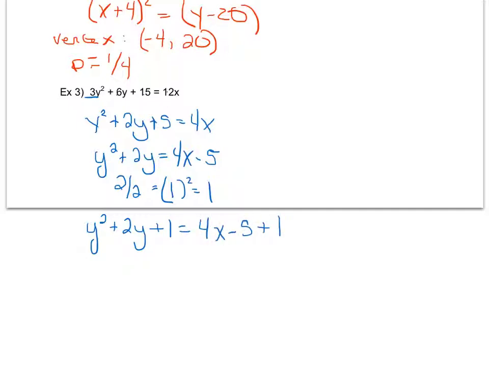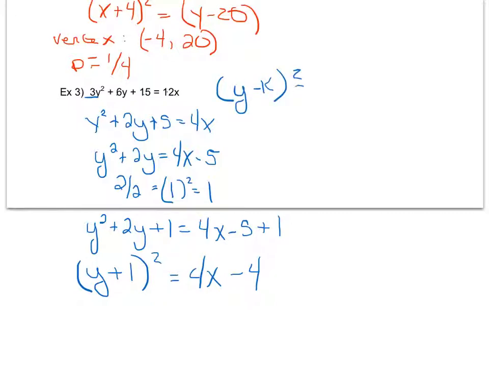I can now factor the left, so I look for 2 things that multiply to be 1, add to be 2. Well, 1 times 1 is 1, 1 plus 1 is 2. Again, it comes from here. And I get y plus 1 times y plus 1, or y plus 1 squared, equals 4x minus 4. So this one looks like it's in the form y minus k squared equals 4p times x minus h.